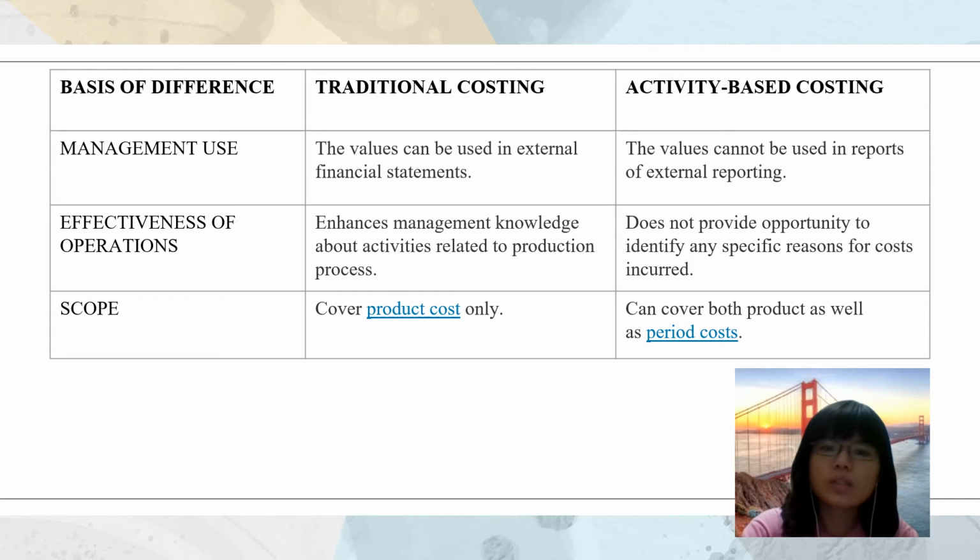Lastly, the difference is about the scope. For traditional costing, the scope only covers the product cost, while for activity-based costing, the scope can cover both product as well as period cost. Traditional costing can only be used for the absorption of manufacturing overheads, but activity-based costing can effectively be used to allocate manufacturing as well as non-manufacturing overheads like selling and administration. This is because activity-based costing considers the actual center of cost for the period cost and then allocates it. That's all from me. Thank you.